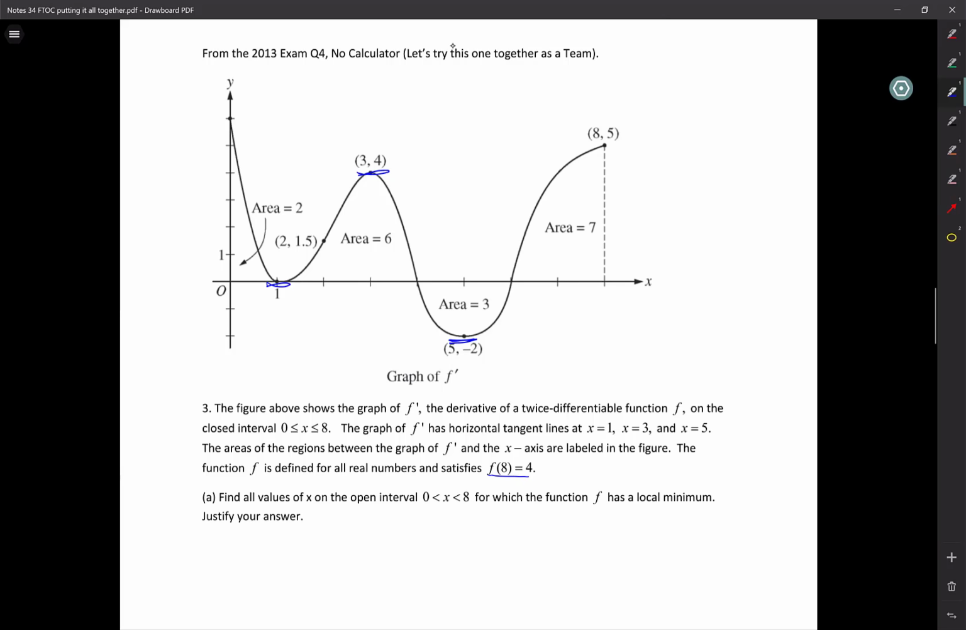Find all values of x on the open interval 0 to 8 for which the function F has a local min. Justify your answer. Oh! Okay, so where do we start, guys? Before you even begin, what graph do you have?